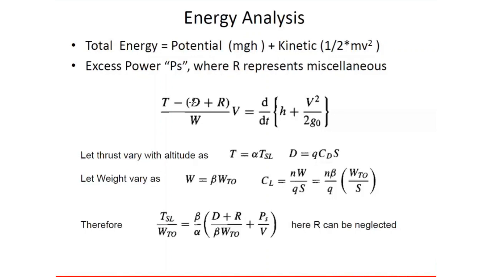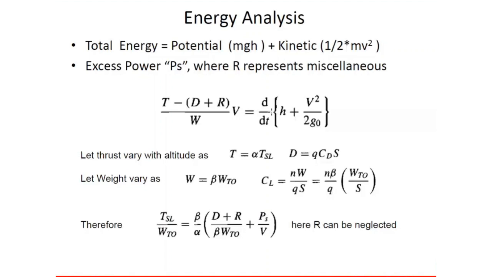That into velocity is essentially the time differential of the total energy. Total energy is of course d by dt of h plus v squared by 2g, in newton-meters. This is the specific total energy. So now this is the first simple equation you have.